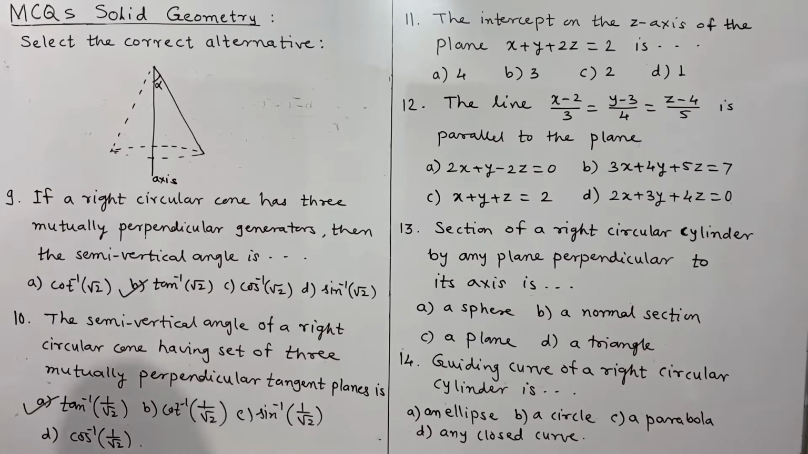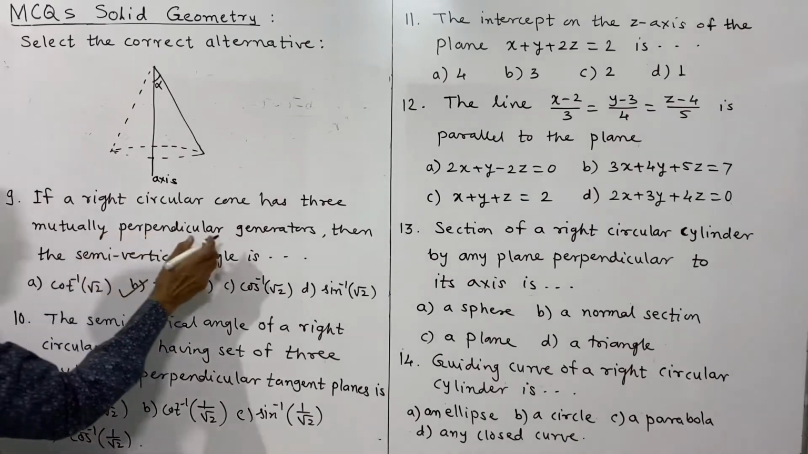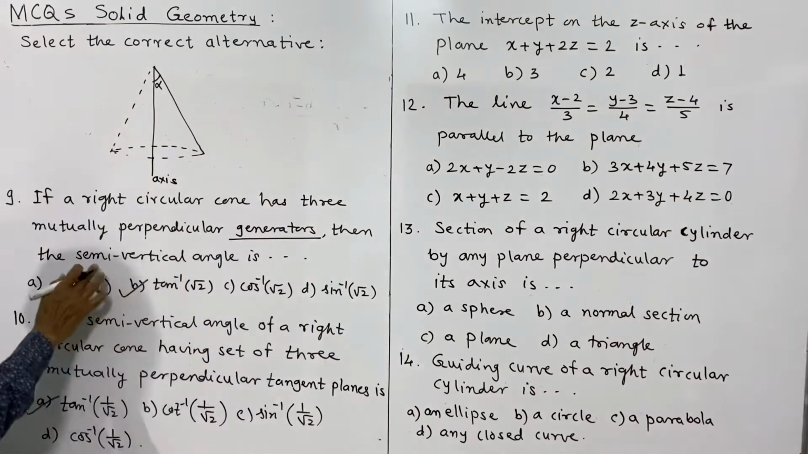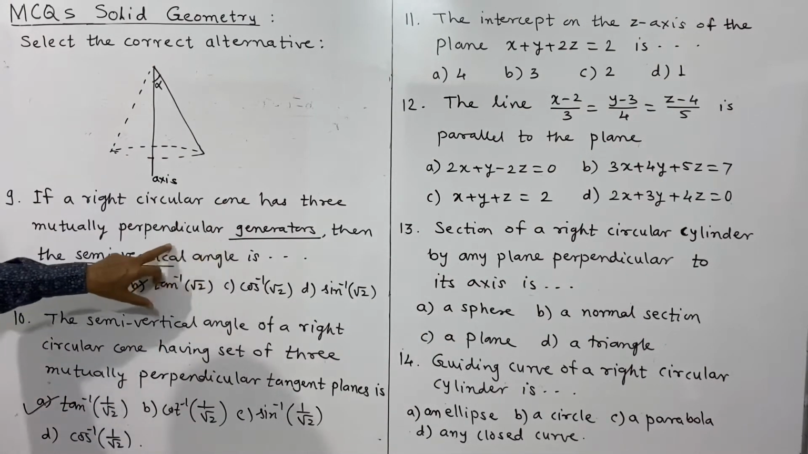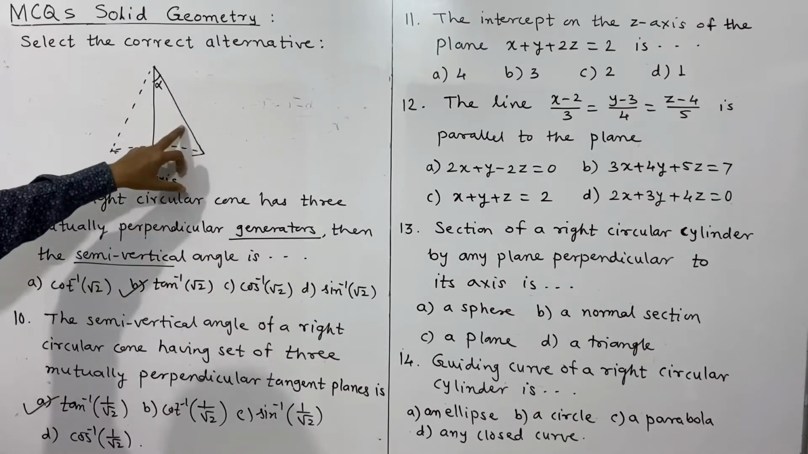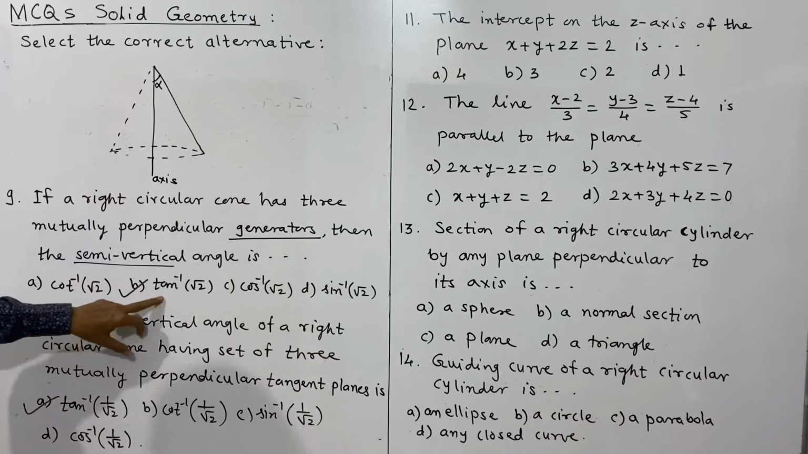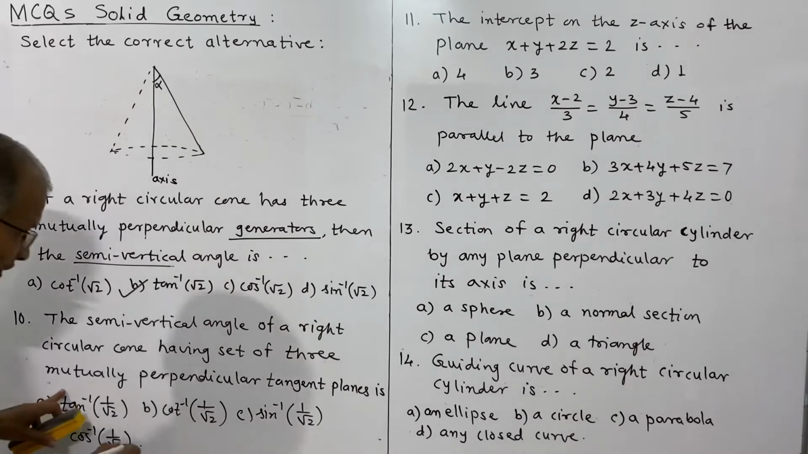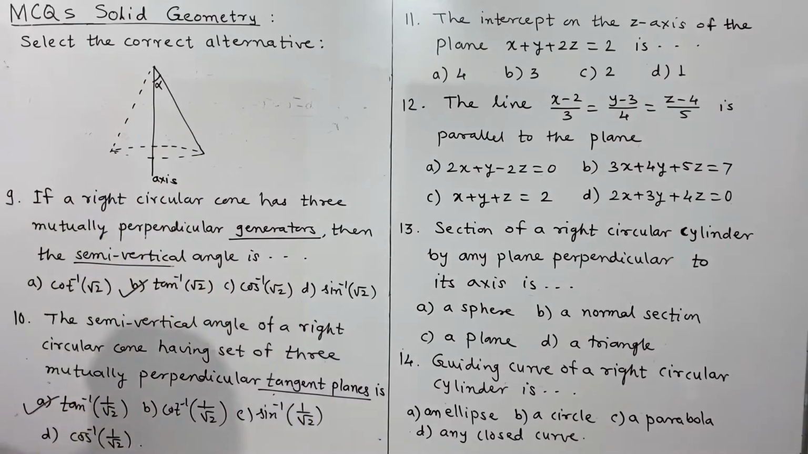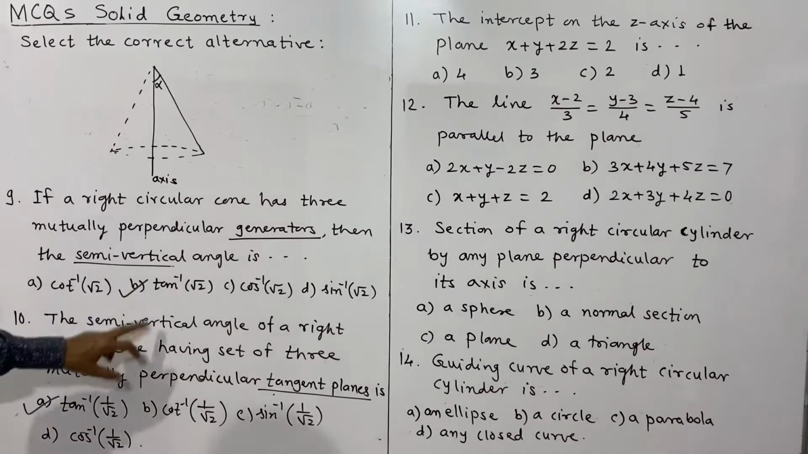So you should remember for these two questions what mutually perpendicular generators are. Both the results are about the semi-vertical angle. If the cone has three mutually perpendicular generators, this is a generator, this line, then the semi-vertical angle is tan inverse of root 2. And if the cone has three mutually perpendicular tangent planes, then the semi-vertical angle is tan inverse of 1 by root 2. That is the difference in these two results. So you should remember these two.